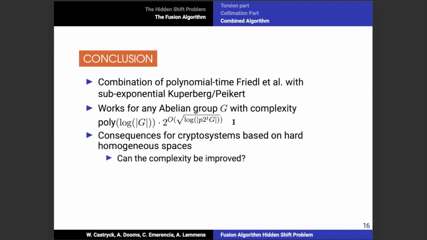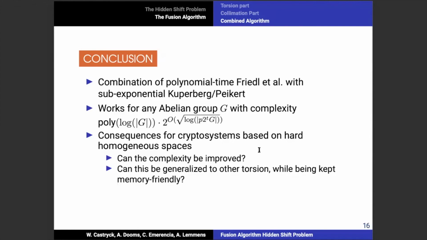So this raises some questions for possible further research. First of all, can a more detailed analysis or different methods improve our knowledge about the complexity, or maybe even improve, so reduce the running time? And there are algorithms which replace P2 to the T torsion by M torsion, where M is a general natural number. Is there some way to incorporate this into our algorithm while still keeping it memory friendly?